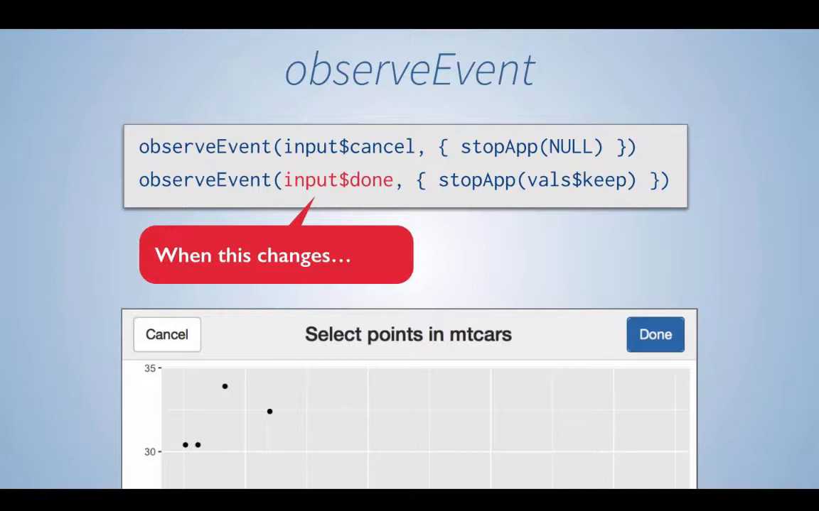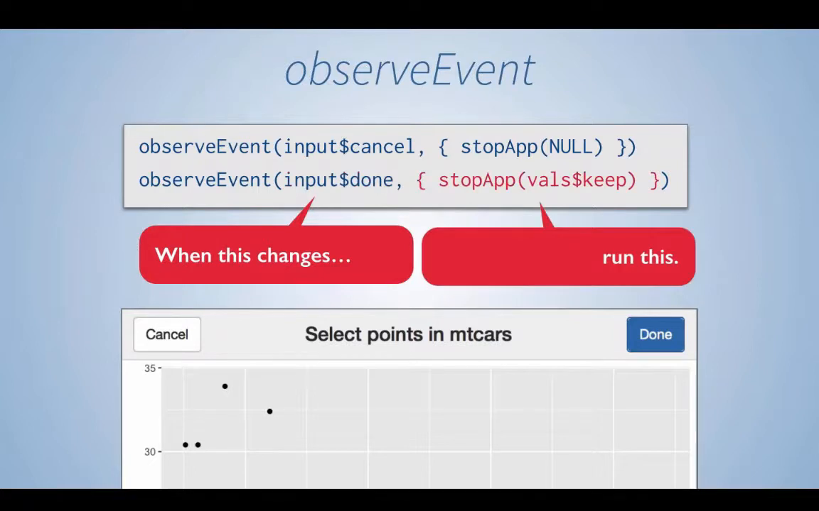Every Shiny gadget is going to save input$cancel and input$done as inputs for the two buttons in the title bar, unless you intervene and name them something different. So these two observeEvents are going to watch those buttons and wait to see when their values change. Action buttons have a value, an arbitrary value that increments by 1 every time someone clicks the button. So when someone clicks that button, that value will change, and these observeEvent statements will notice that it has changed. The next part of the observeEvent call is a code recipe that observeEvent should run whenever the first value changes. So here, when input$done changes, observeEvent is going to run this code, stopApp.